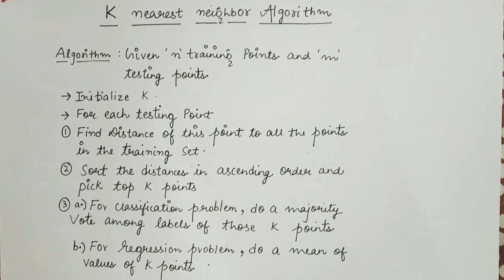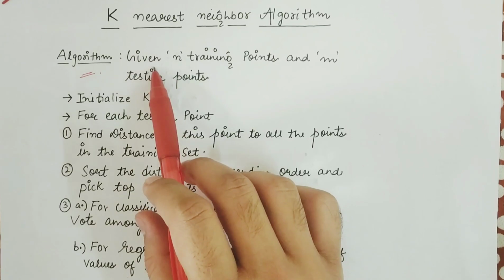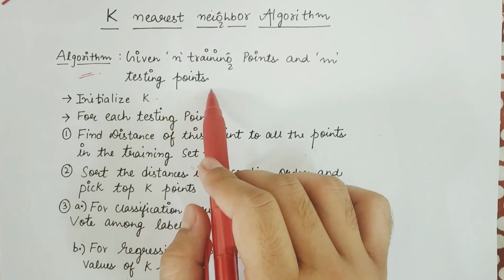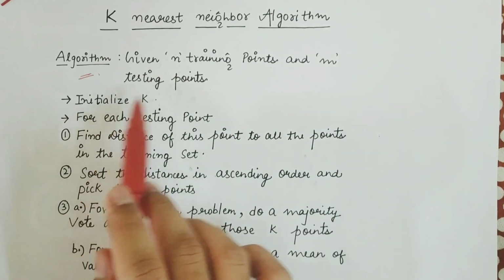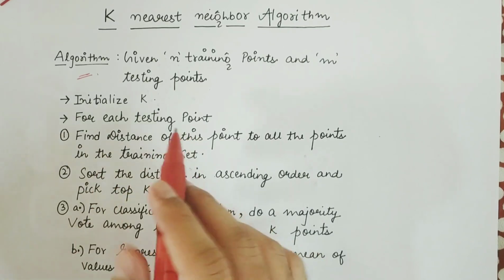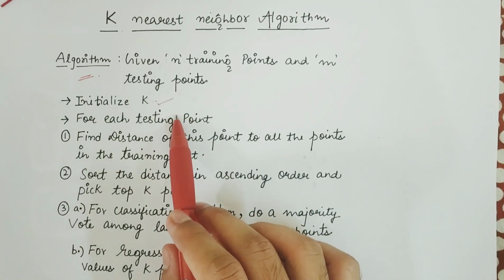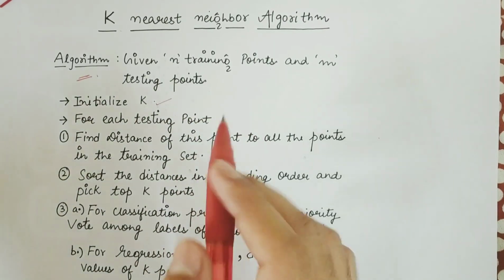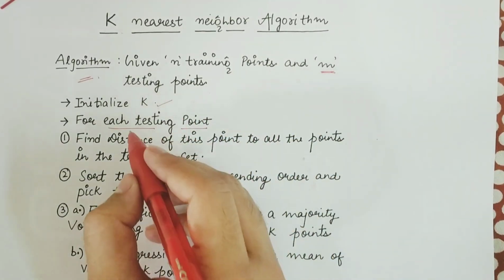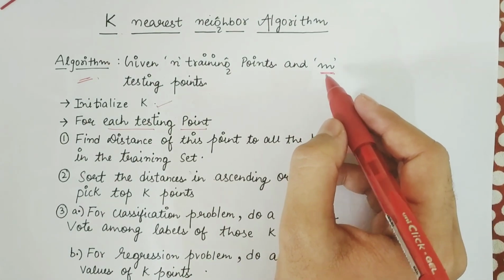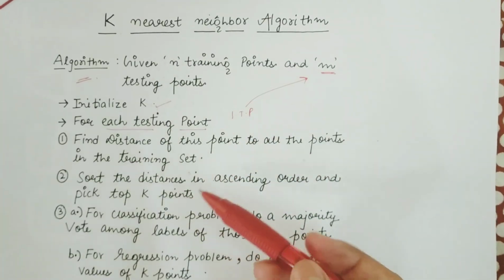Now we will discuss its algorithm. In this algorithm, we are given n training points and m testing points. Now these training points are labeled as discussed. The first step to this algorithm will be to initialize the value of k in the k nearest neighbor. Now how to do it we will discuss later. Now for each testing point, we had m testing points, we'll do these three steps for all the m testing points. We pick one testing point from these m points and do these three steps.